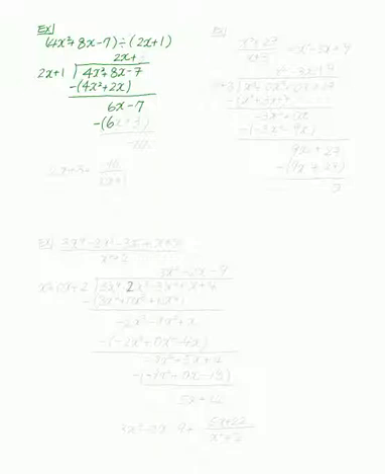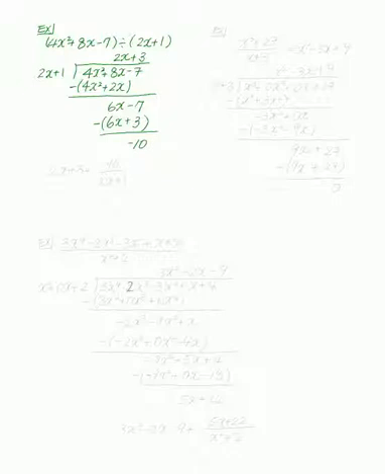Now I need something times 2x to give me 6x. That's going to be plus 3. 3 times 2x is 6x. 3 times 1 is 3. Now I'm going to subtract. 6x minus 6x is 0. They cancel. Now be careful. Negative 7 minus 3, because I distribute the negative, gives me negative 11. Negative 10, pardon me.